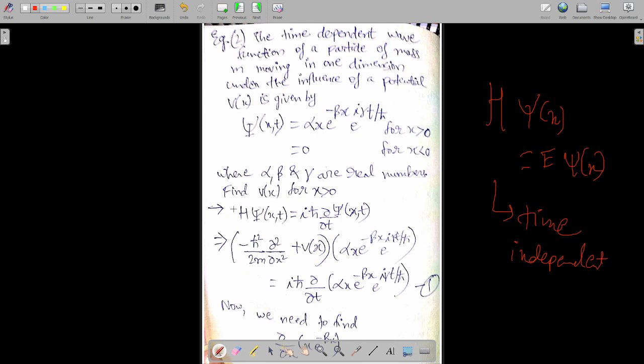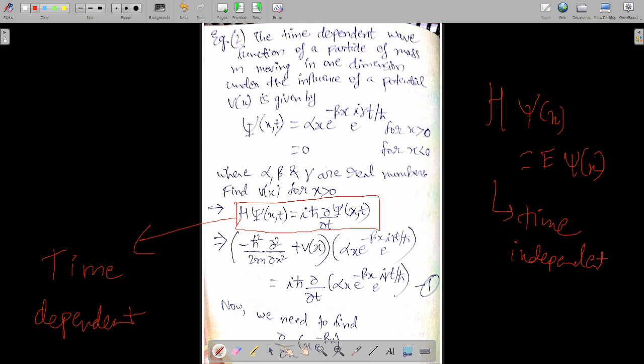But when a time dependent function is given, we have to use this formula. Now while using this formula you have clearly seen that in the time independent equation E is not substituted like this, but in the time dependent equation E is substituted like this.